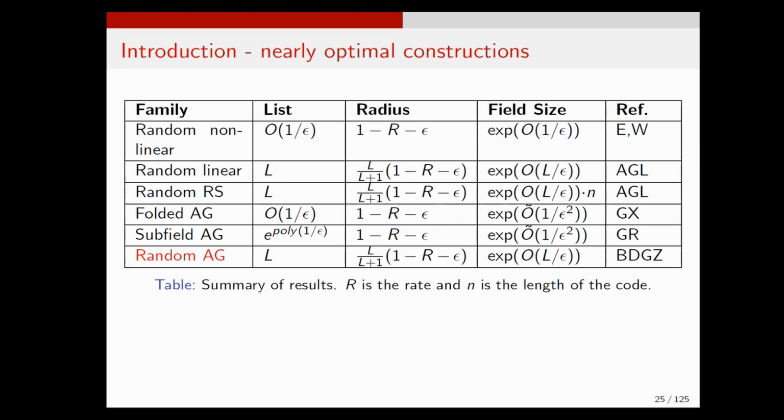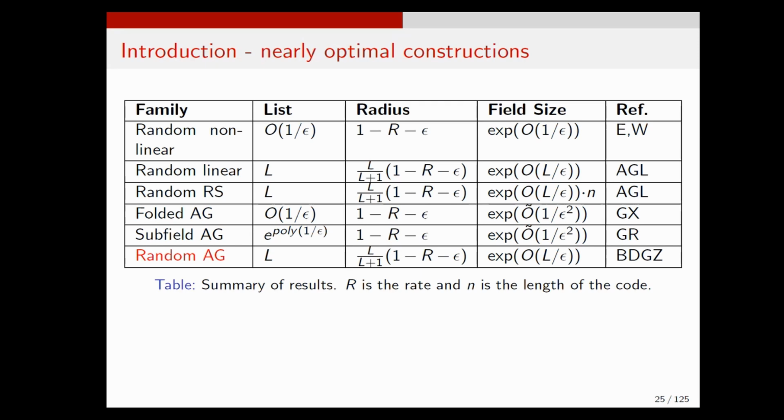Okay, so here's a huge table of close to optimal constructions that we have for list decodable codes. Maybe worth mentioning, this is the bound for random linear codes. L is the list size, R is the rate, so that's K over N. This is epsilon close to the singleton bound, and our field size matches the same size of the random linear code.